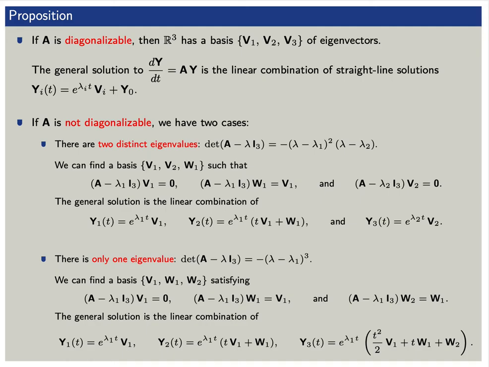Finally, in the case where our matrix A has only one eigenvalue, the characteristic polynomial factors as (lambda - lambda 1)^3. We can find a basis consisting of an eigenvector v1 as well as two generalized eigenvectors, w1 and w2. Here, w1 satisfies the equation (A - lambda 1 I3) w1 = v1, and (A - lambda 1 I3) w2 = w1. In this case, the general solution is a linear combination of a straight line solution, e^(lambda 1 t) v1, a solution similar to what we found in the previous case, e^(lambda 1 t) (t v1 + w1), and finally a new solution of the form e^(lambda 1 t) ((t^2/2) v1 + t w1 + w2).